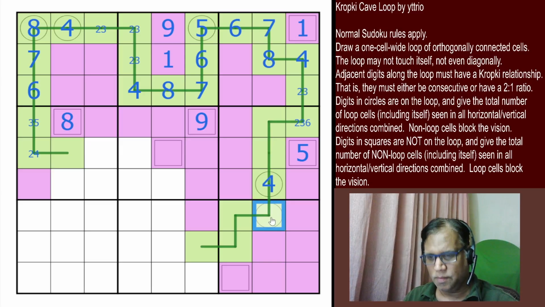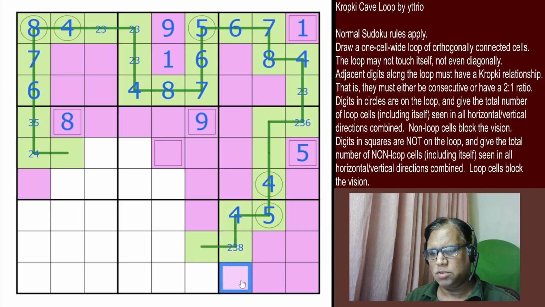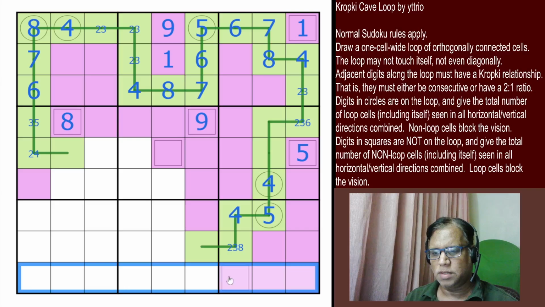This is 5, right? This could be now 4 or 6, but 6 is already there, so that's 4. 4 has a lot of options, so this will be 2, 3, H. Oh, now this could be, this is a lot of values, right?